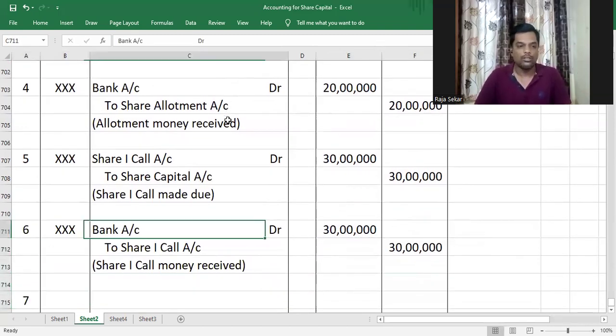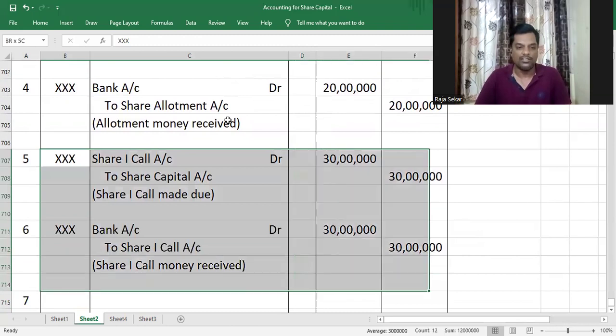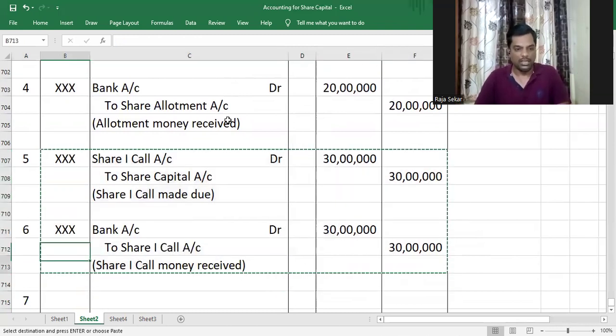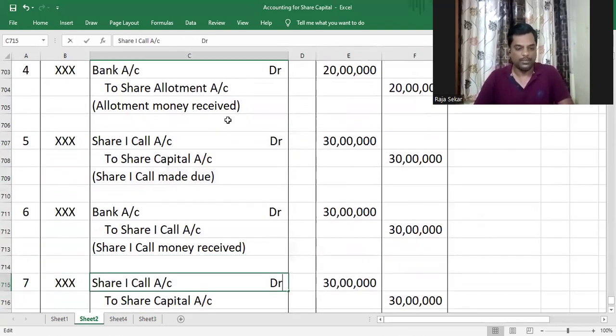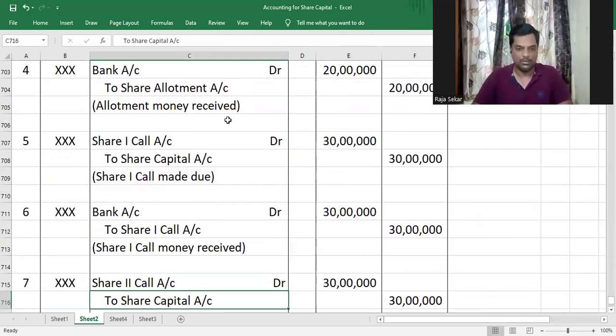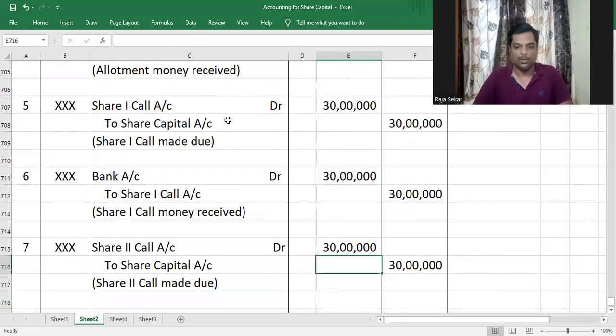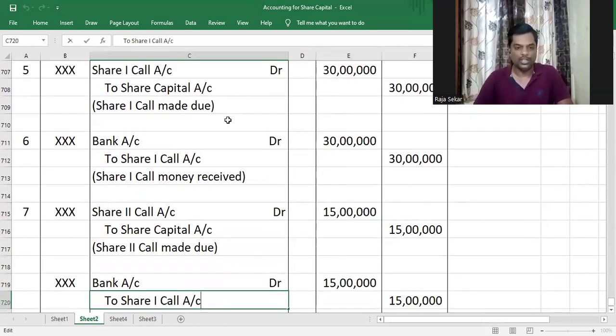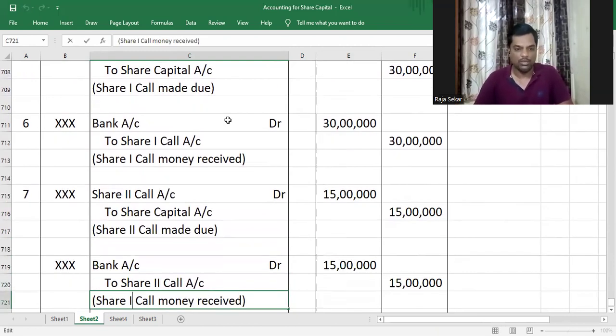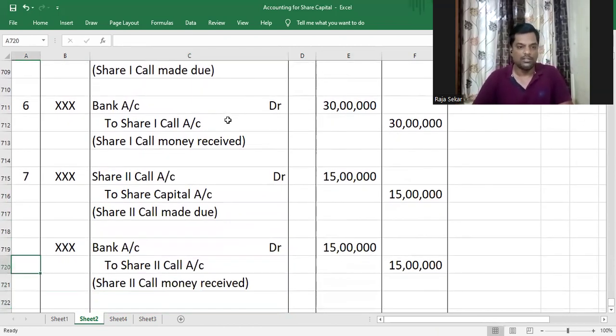All right, then moving on, we make the share second call due and receive share second call money. Journal entry for that would be share second call account debit to share capital account. And the amount would be 15 lakhs, 1 lakh into 15 rupees per share. And for receiving it would be bank account debit to share second call, 15 lakhs. Understood or not, my dear children? With this, we have come to the end of this video.